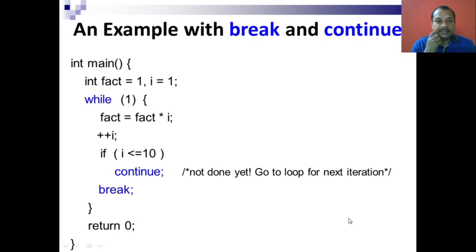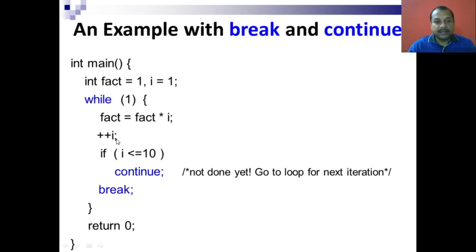Okay. So here is an example with break and continue, both in one simple program. Again, it's int main, then int fact equals 1, i equals 1. Now while 1. You remember in the last video lecture we discussed that this is one way of having an infinite loop, because this one is always tested as true. So it is an infinite loop. Inside that, what I am doing: fact equals fact multiplied by i. So I am computing the factorial and I am incrementing the i.